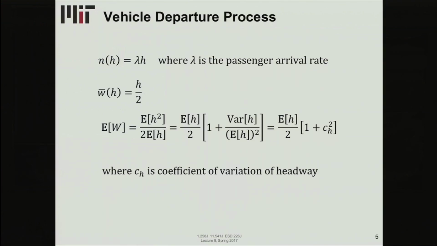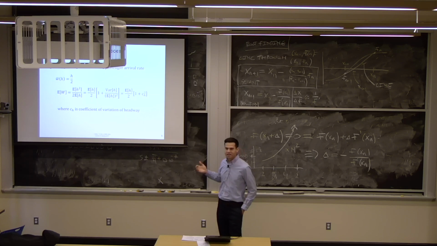Okay, so now let's make some assumptions. Let's say that people do arrive uniformly with some rate, lambda, and so the number of people arriving in a particular headway is going to be some arrival rate, which we've said is constant, times the headway. So if we say that 10 people arrive per minute, and lambda therefore is 10 passengers per minute, then if the headway is 2 minutes, we have 20 people. Does that make sense? Any questions so far?